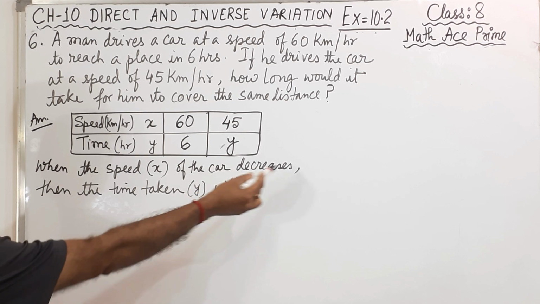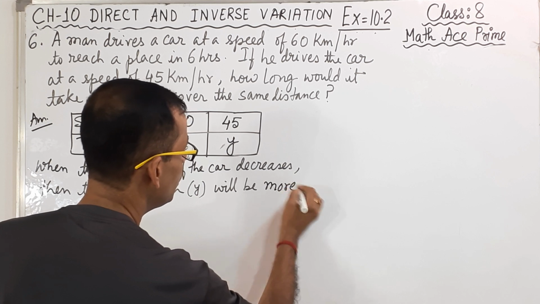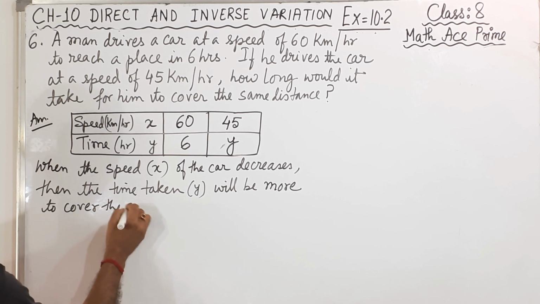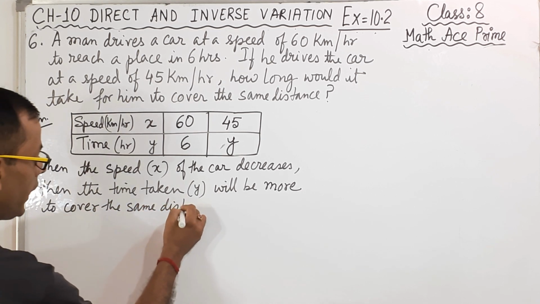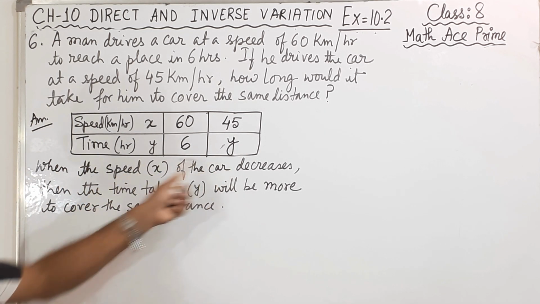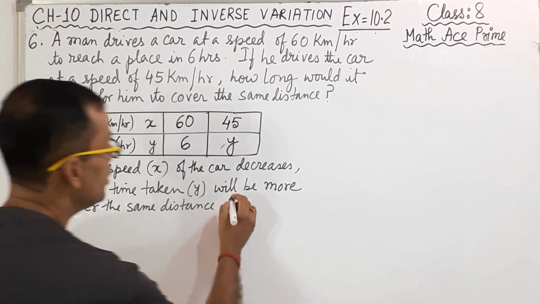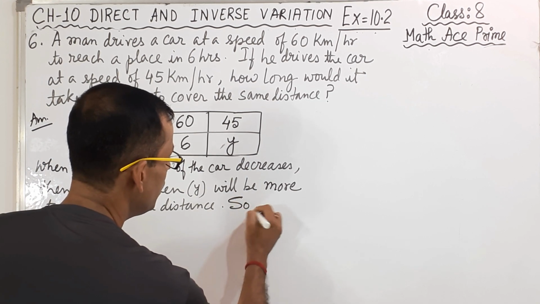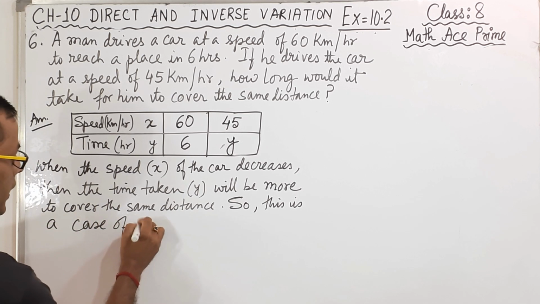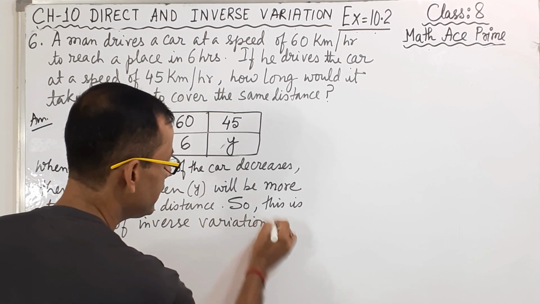When the speed of the car decreases, then the time taken will be more, okay, to cover the same distance, okay. So अगर speed कम होगा तो the time taken will be more, okay, or will increase also we can write. So this is a case of inverse variation. So ये inverse variation का केस है, ठीक है, समझ गया.